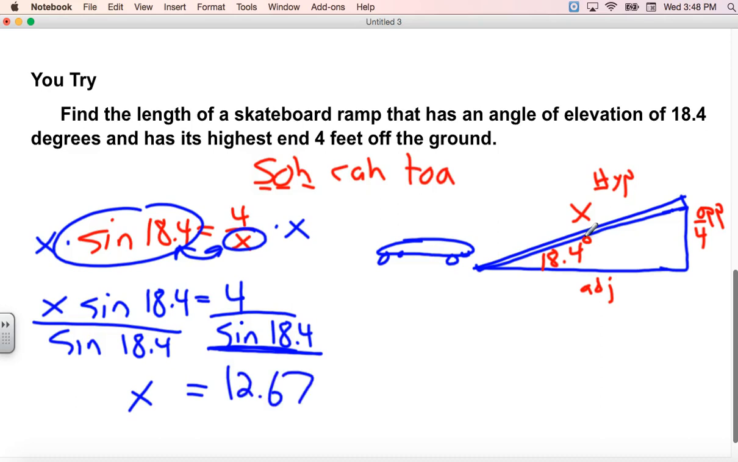So 12.67 is the length of the ramp in feet.